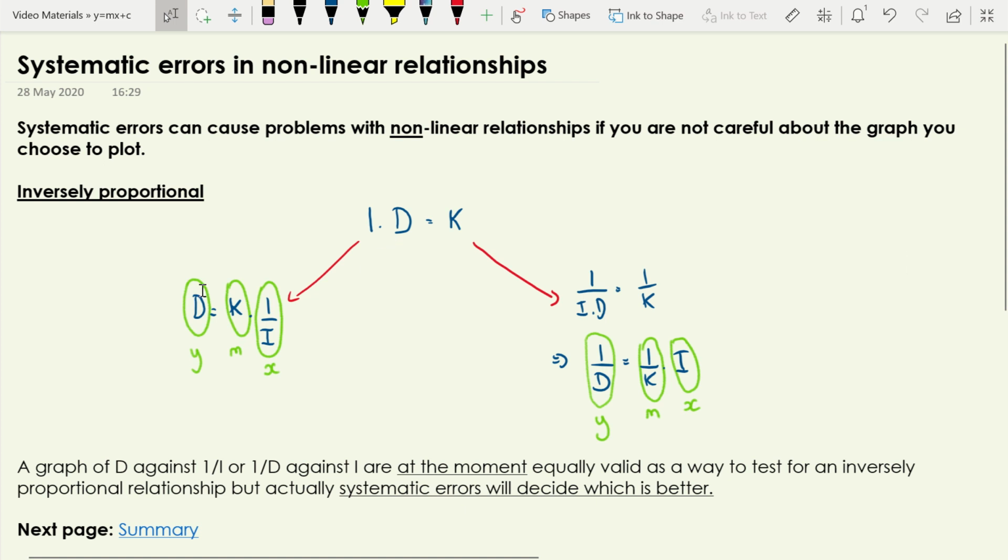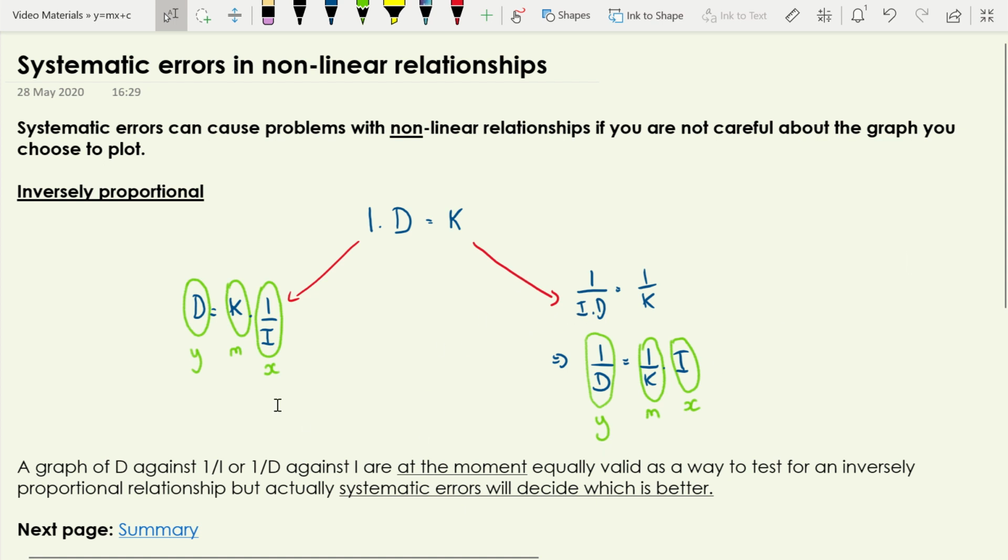We could plot D against 1 over I, or we could plot 1 over D against I. If it's an inversely proportional relationship, either of these two graphs should come out as a straight line through the origin, and the gradient of them can be used to determine what this value of k is. If you want some more detail on that, I released a video previously looking at this process of generating these graphs in more detail, so do check that out if you haven't seen that.